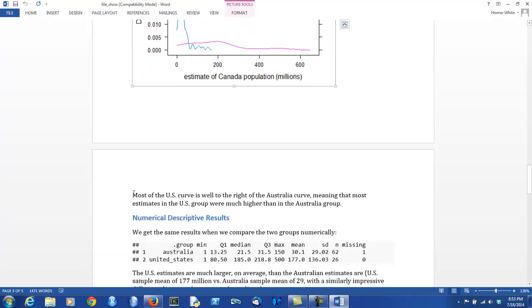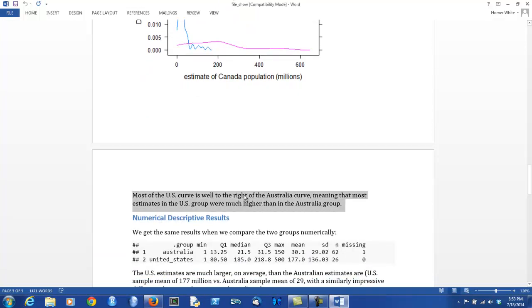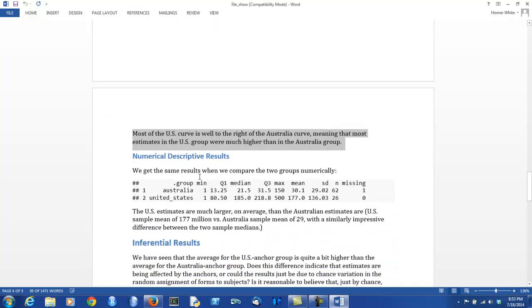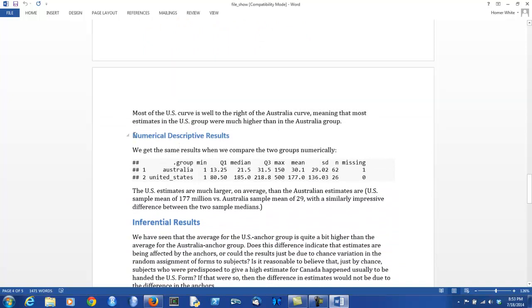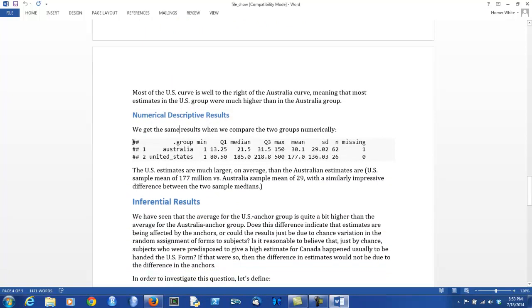And then some discussion of what you're seeing in those density plots and how it relates to the research question and to answering it. On to the section on numerical descriptive results. Kind of looks like we applied fave stats, broke the Canada estimates down by the anchor groups. And if you were to compare, for example, means, then you see that the mean estimate for Canada from the United States group, 177 million, is much higher than the mean estimate for the Australia anchor group.